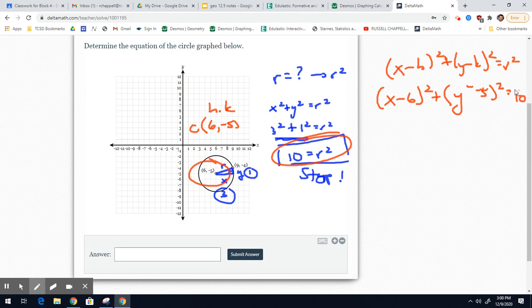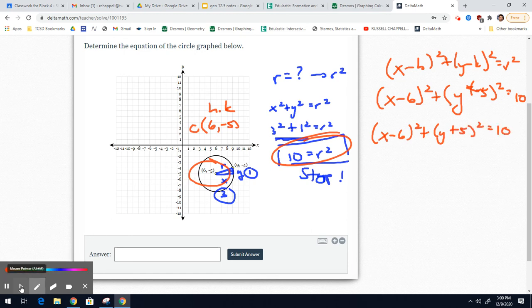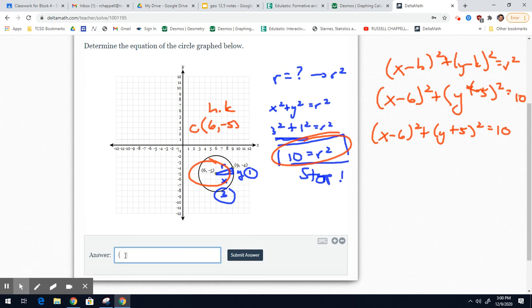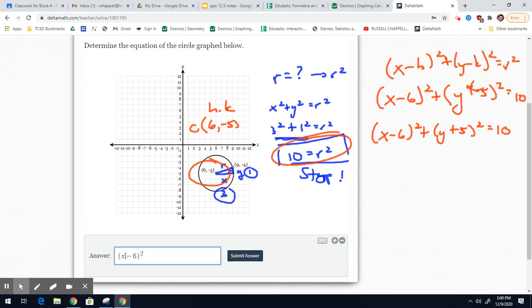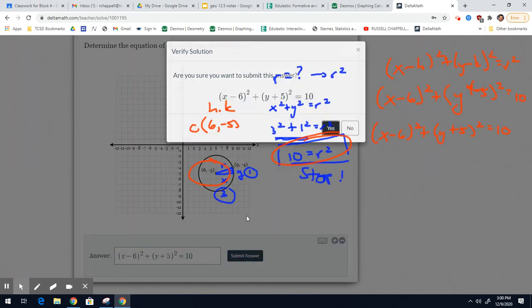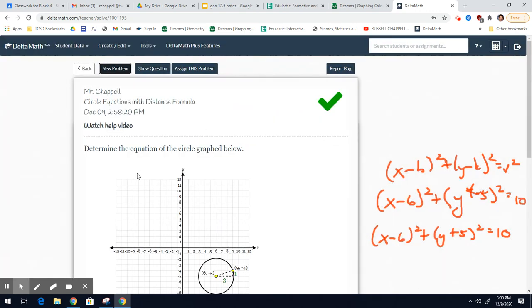So notice when I write this 10, I'm not forgetting the squared. I'm not going to write it because r squared is 10, not r. Change this double sign. x minus 6 squared plus y plus 5 squared equals 10. And there's your equation. x minus 6 squared plus y plus 5 squared equals 10. Submit it, and we're good. Okay, let's do one more of those.